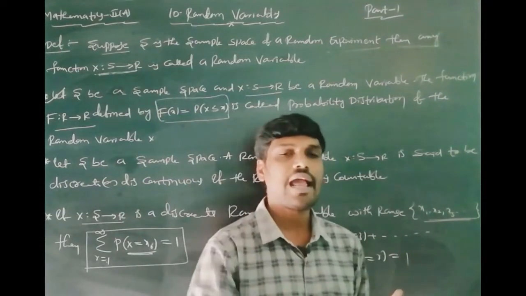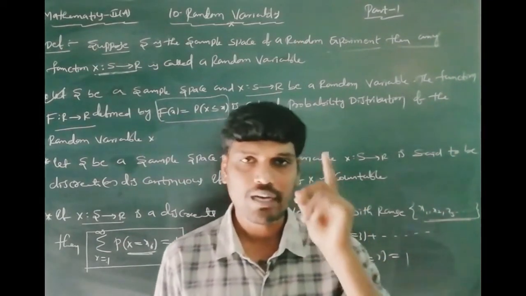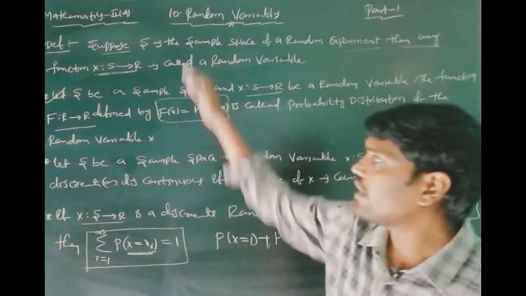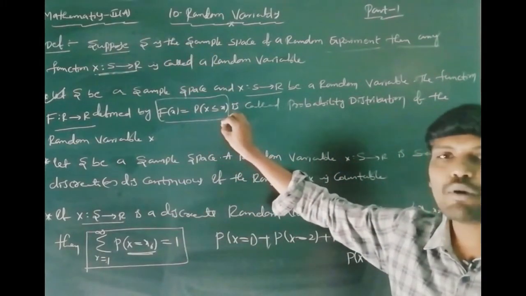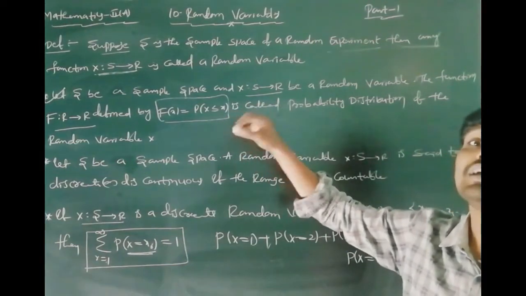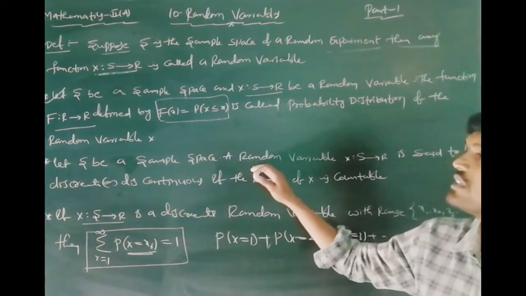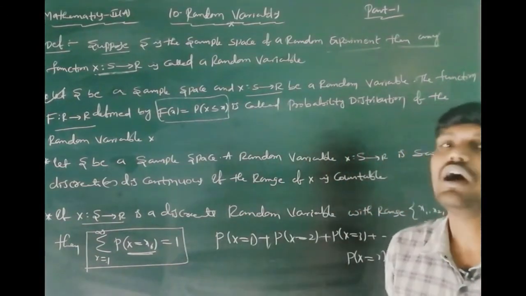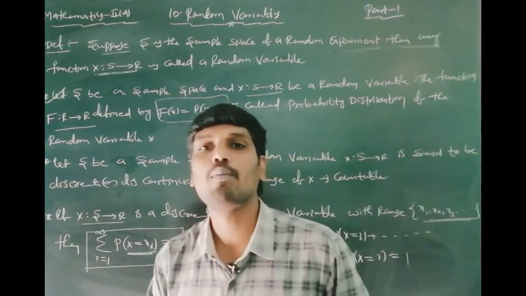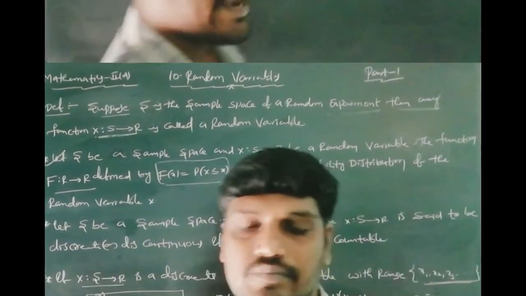We can solve the random variable 7 marks problems. These are the definitions. This is the random variable definition. This one is the probability function definition. This one is continuous or discontinuous, or discrete. This is the condition: the sum of all the probability functions is equal to 1.